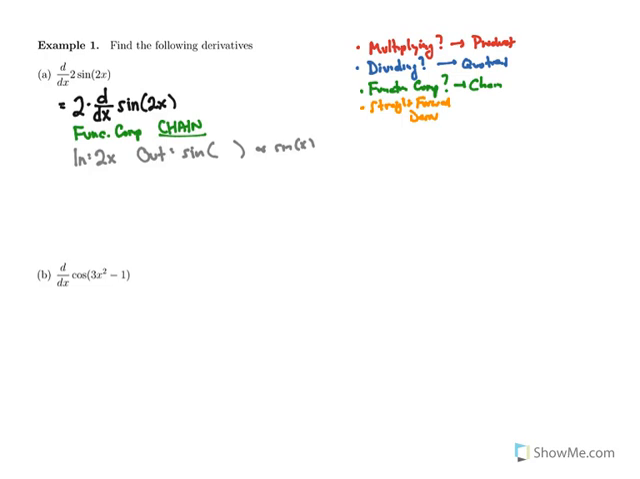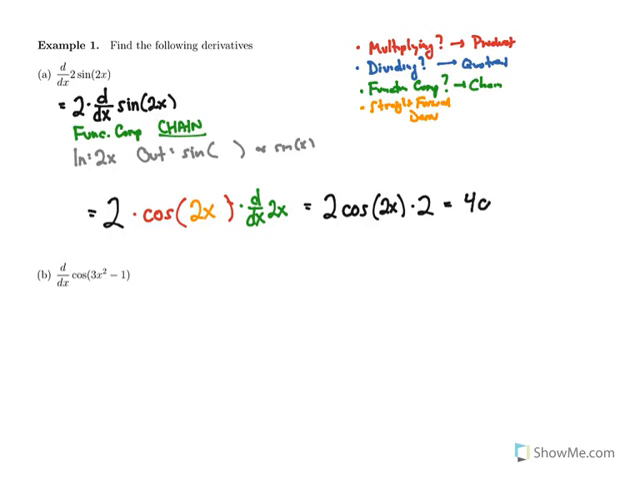or sine of x. So this derivative is going to be equal to 2 from before, and then the derivative of sine, which is cosine. We're going to leave the inside function alone, and we're going to multiply by the derivative of the inside function. This is going to give us 2 cosine of 2x times 2, or if you want, 4 cosine of 2x.